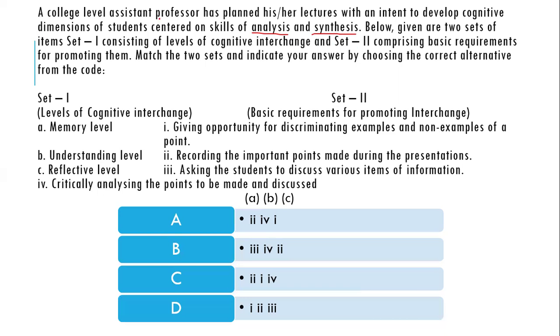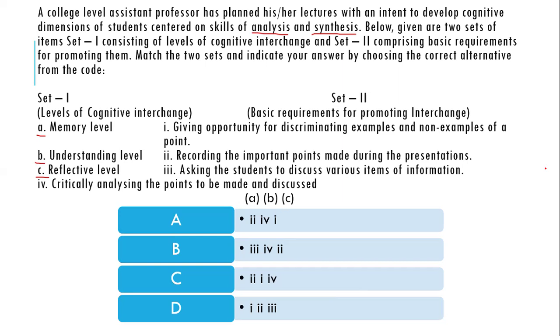So here the question, a college level assistant professor has planned his lectures with an intent to develop cognitive dimension of students centered on skills of analysis and synthesis. Below given are two sets of items consisting level of cognitive interchange and comprising basic requirements for promoting them. So, memory level, understanding level, reflective level. We have three levels, A, B, C. We have to match with the basic requirements for promoting knowledge. A is given memory level.